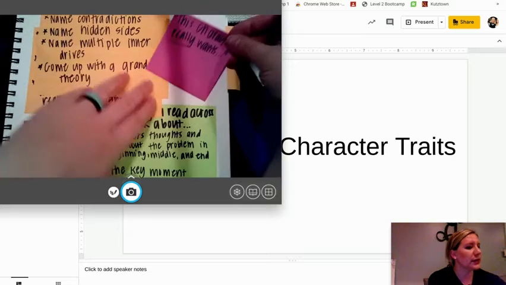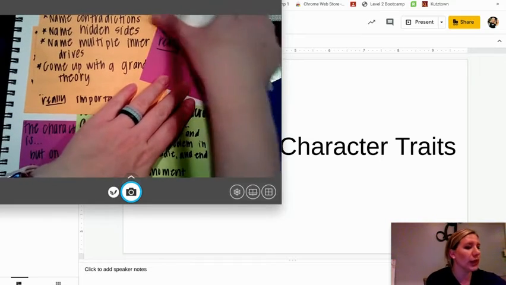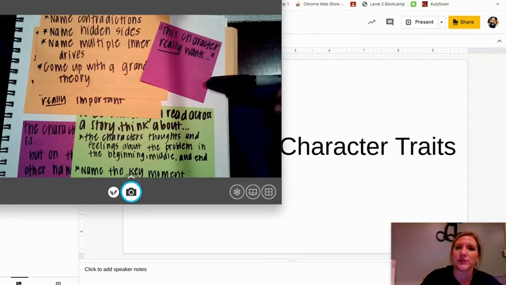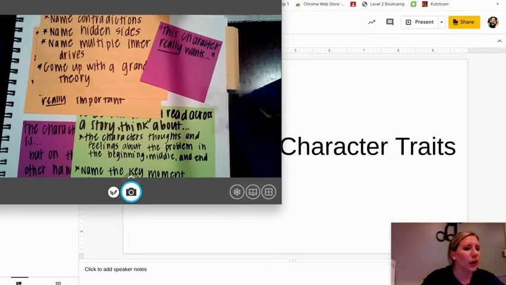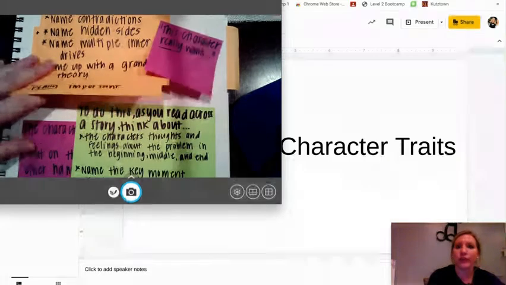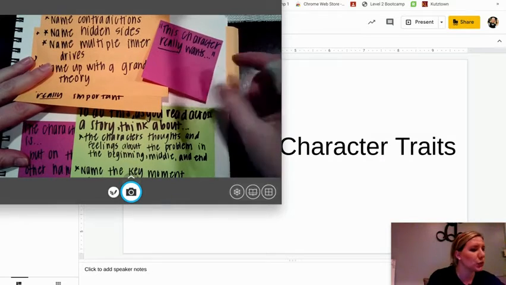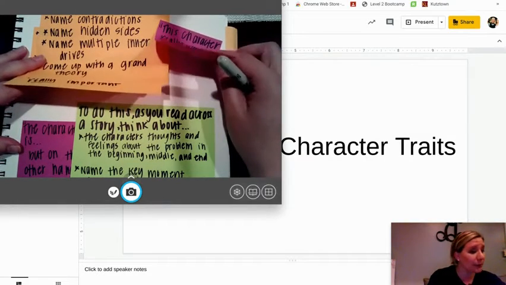Something that I think about as I'm reading is, this character really wants. That can also be a sentence starter for you, which is a really nice way to get yourself not only thinking about your reading, but when you do your writing, it helps you to analyze your reading as you're writing.